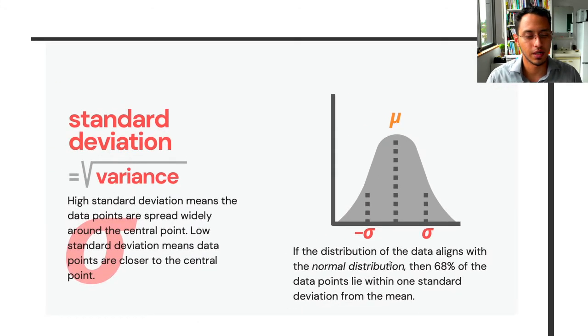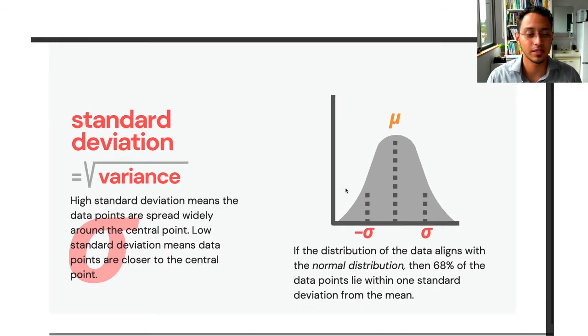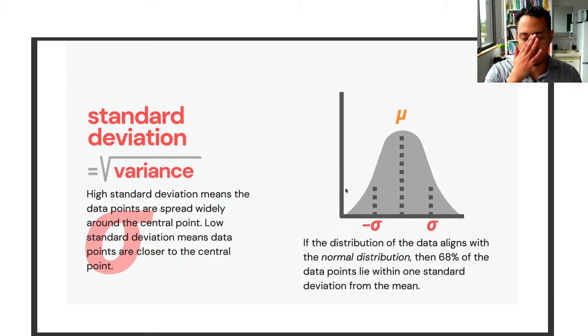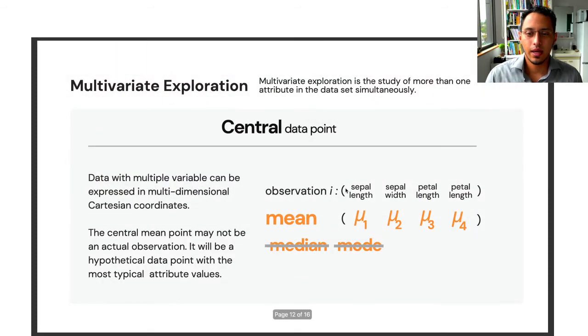For a normal distribution, about 68% of the data points lie within one standard deviation from the mean. That's just an example of normal distribution. And that is basically what I want to say about univariate exploration. And now what about multivariate exploration?